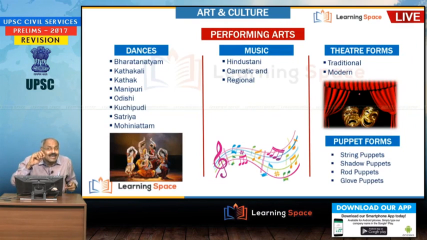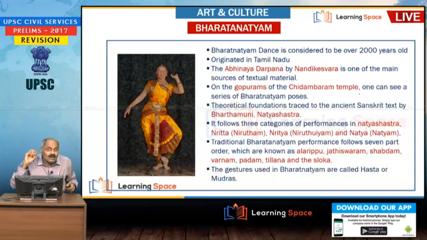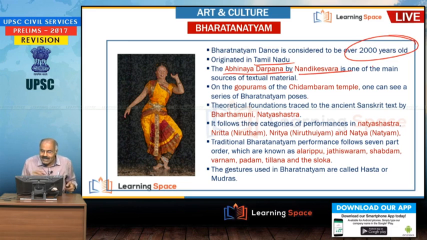And dances, there are 8: Bharatanatyam up to Mohiniyattam. This is Bharatanatyam. This originated in Tamil Nadu, and one important aspect is that it is more than 2000 years old. The Abhinaya Darpana by Nandikeshwara is one of the sources of textual material, and one important aspect is the Gopurams of Chidambaram temple. Chidambaram is in Tamil Nadu. On the Gopurams of Chidambaram temple, one can see a series of Bharatanatyam poses, and theoretical foundations for Bharatanatyam can be traced to the ancient Sanskrit text Natya Shastra by Bharata Muni, right?